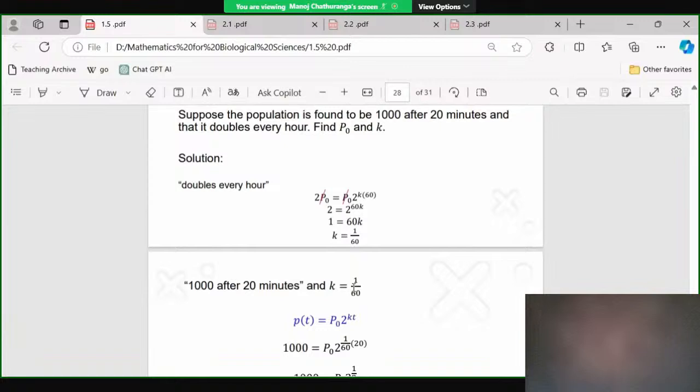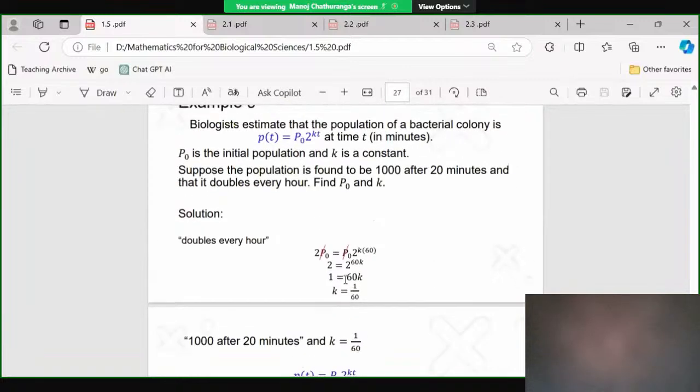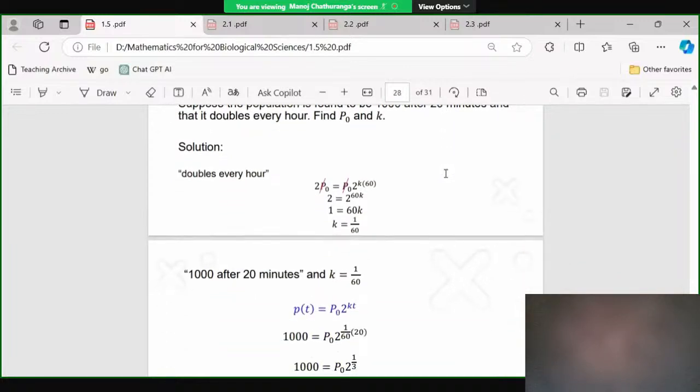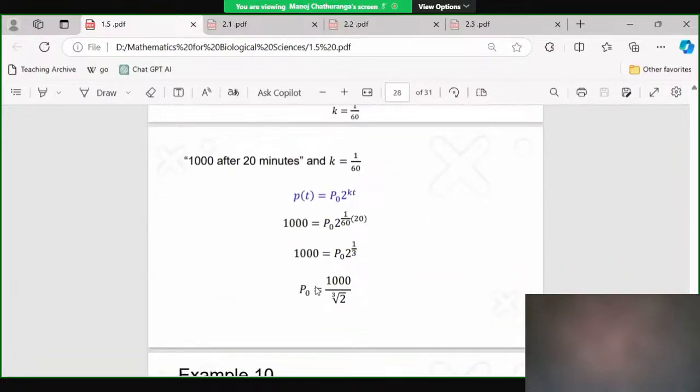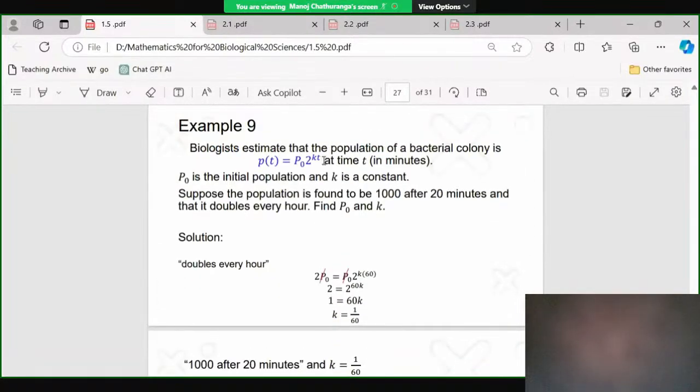And using this K value and the observation that there are 1,000 bacteria after the 20th minute, you can solve for P naught, the initial population. Using a calculator, you can approximate the P value if you need it to be an integer. But this is good enough. So, when you know the population model, population growth according to this function, and you know some observations, you have some information about the process.